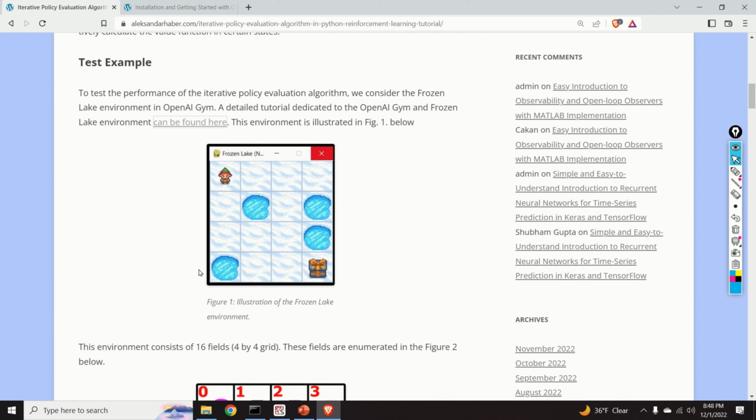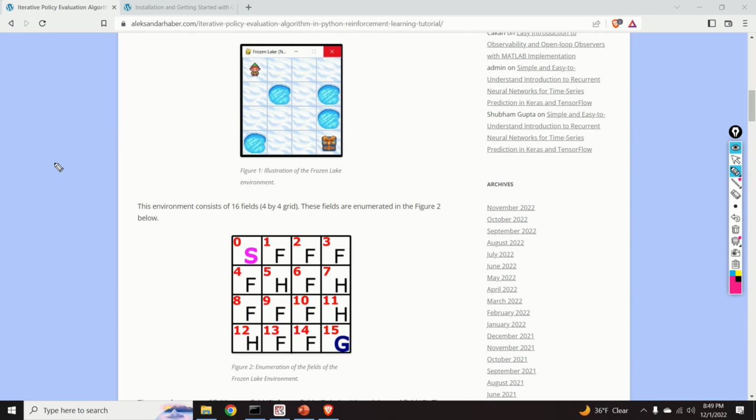This environment is illustrated in this figure. The Frozen Lake environment consists of 16 fields. That is, we have a grid of 4 by 4. To every field, we associate a number. Here's the number 0, this is the field 0. Here's the field number 1. Here's the field number 2. And the final field is the field 15, that is the field given over here.